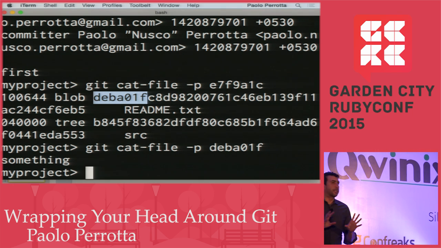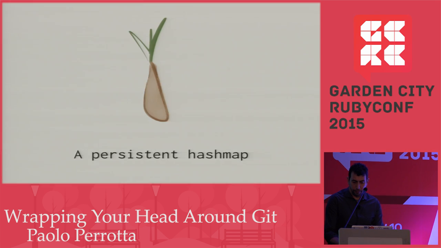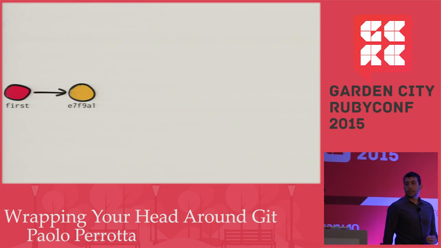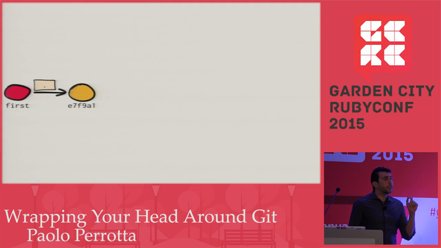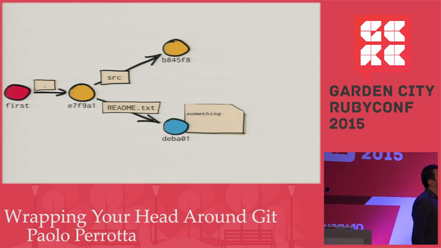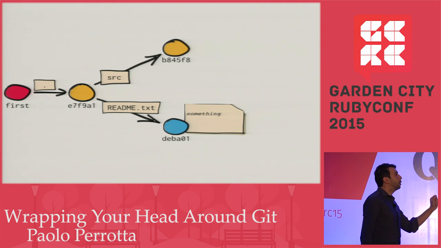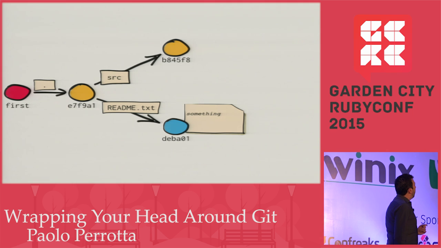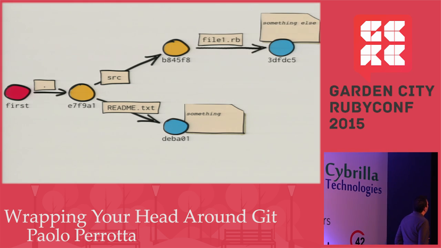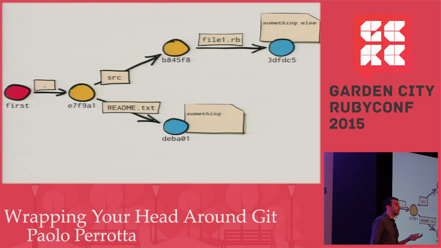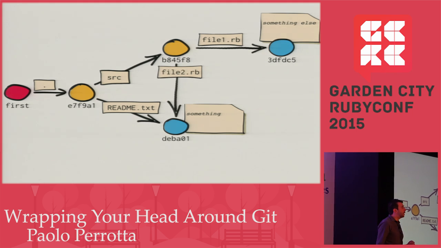So let's look at this graphically to make it easy to follow, hopefully. You have a commit. It's called first. It references a tree. It's called E7 blah, blah. And it's actually the root of your project. This tree is referencing two things. Another tree, source, and the file, README, which contains the string something. Source is referencing two files. You remember there were two files inside source, right? One of these is file one, which contains the string something else. That's another object. Where does the last arrow go? The last file contained the string something again. So the last arrow can go straight there.